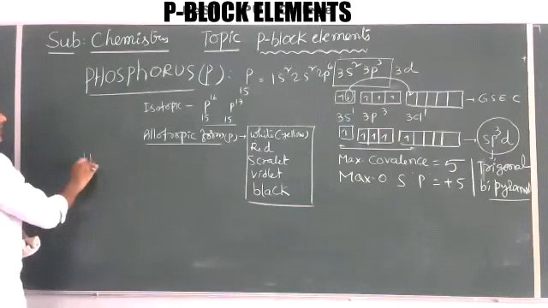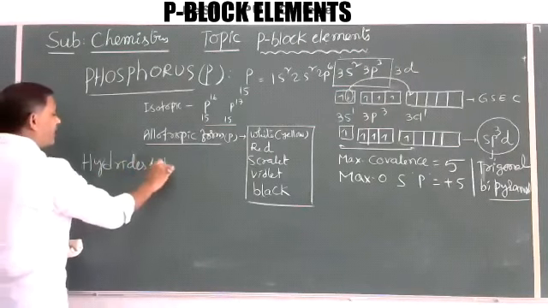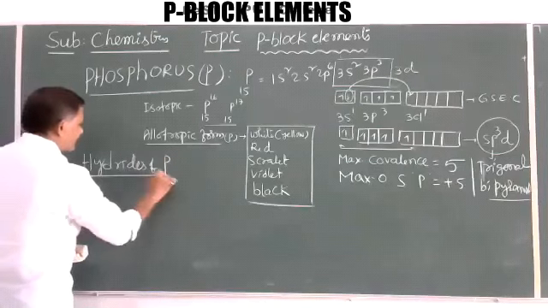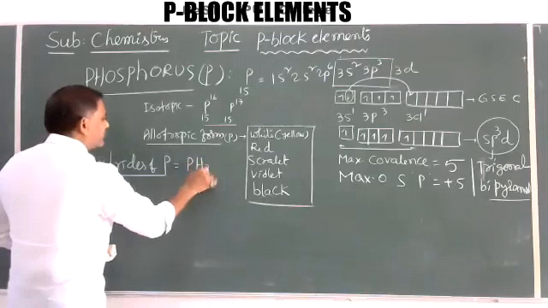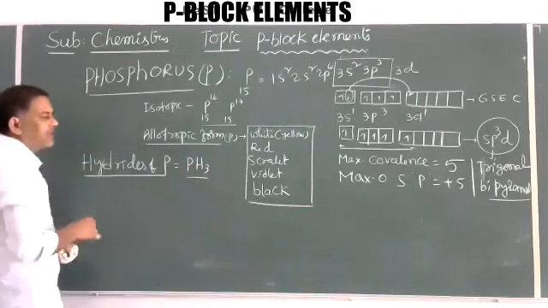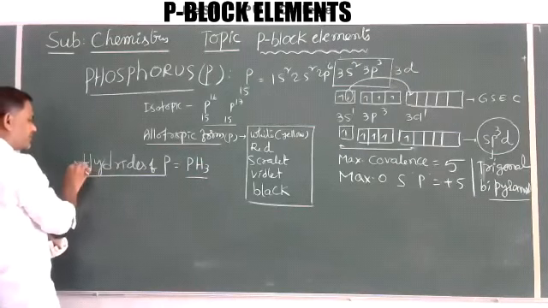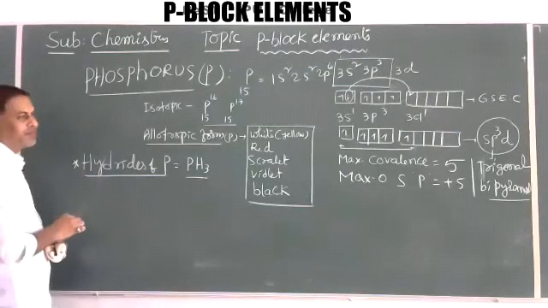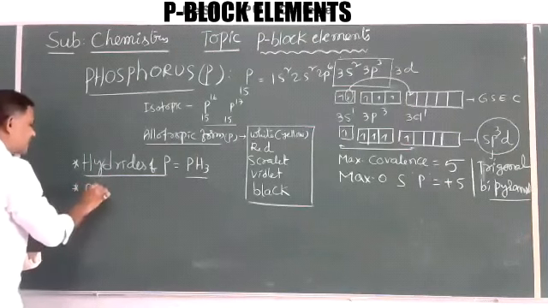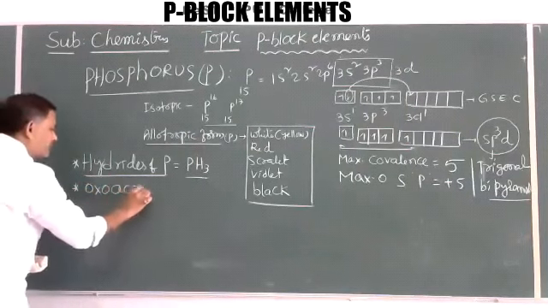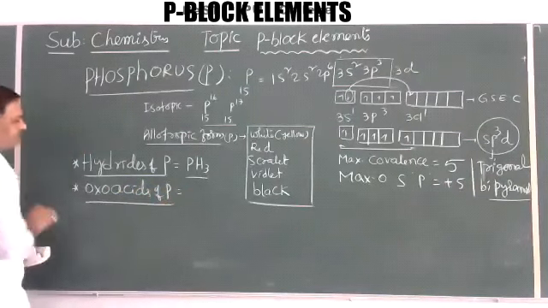Now, the hydrides of phosphorus. One important hydride is PH3. Then some oxides of phosphorus, and oxoacids of phosphorus, some important oxoacids.